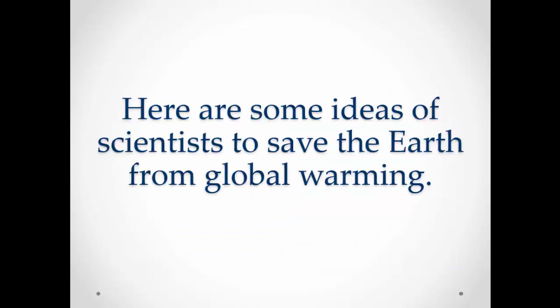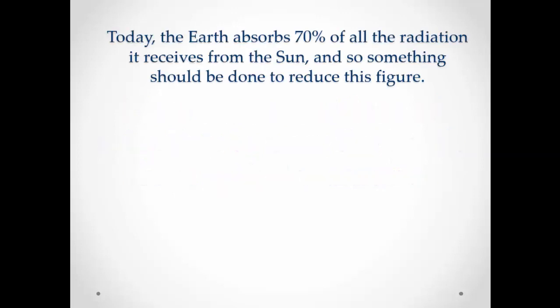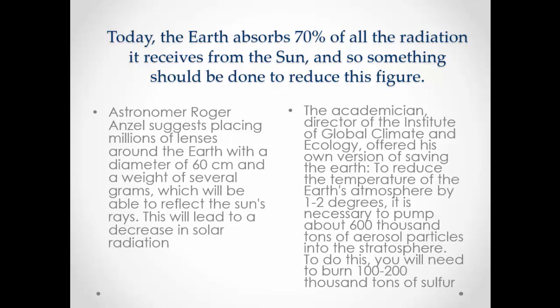Here are some ideas of scientists to save the Earth from global warming. Today, the Earth absorbs 17% of all the radiation it receives from the sun, and so something should be done to reduce this figure. Astronomer Roger Angel suggests placing millions of lenses around the Earth with a diameter of 60 centimeters and a weight of several grams, which will be able to reflect the sun's rays. This will lead to a decrease in solar radiation.